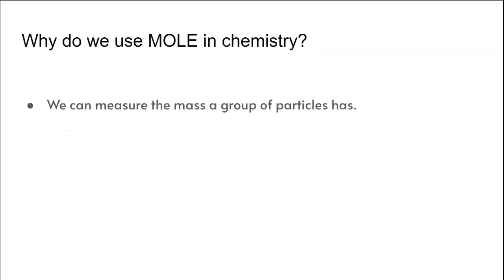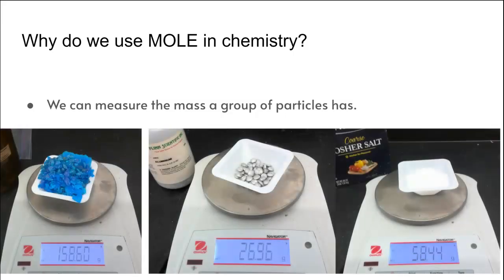So, what do we mean by this? How can we measure the mass of a group of particles? Here are three pure substances. Each shows a different mass in grams on the scale. Each is a different pure substance. In the center, there's an element, and on each side, there are two compounds.